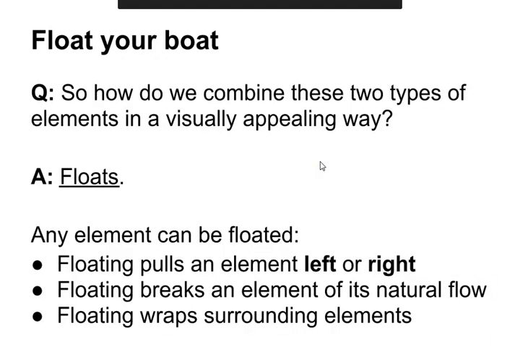So how do we combine these two types of elements in a visually appealing way? The answer is with something called floats. Any element can be floated. Basically, floating pulls an element left or right, and floating breaks an element out of its natural flow. Floating also wraps surrounding elements around itself. So if I, in this example, float that image, I'm going to cause everything around it to flow nicely around it.